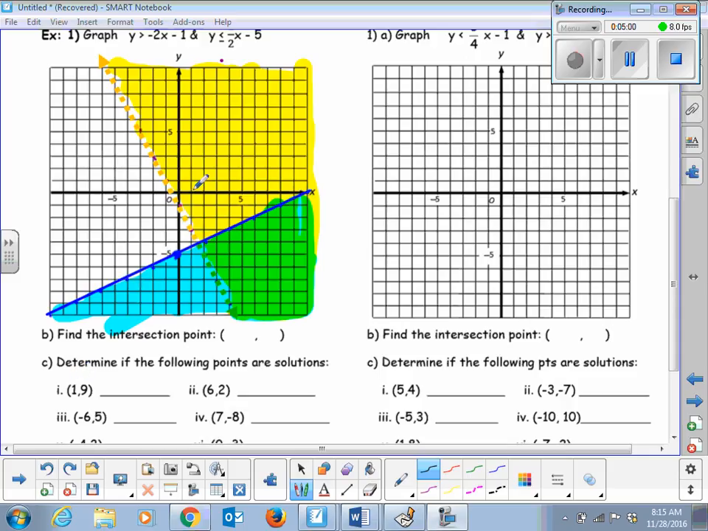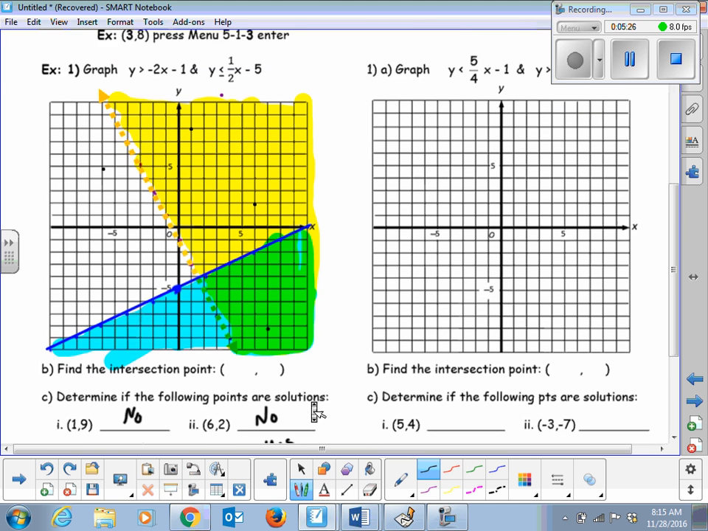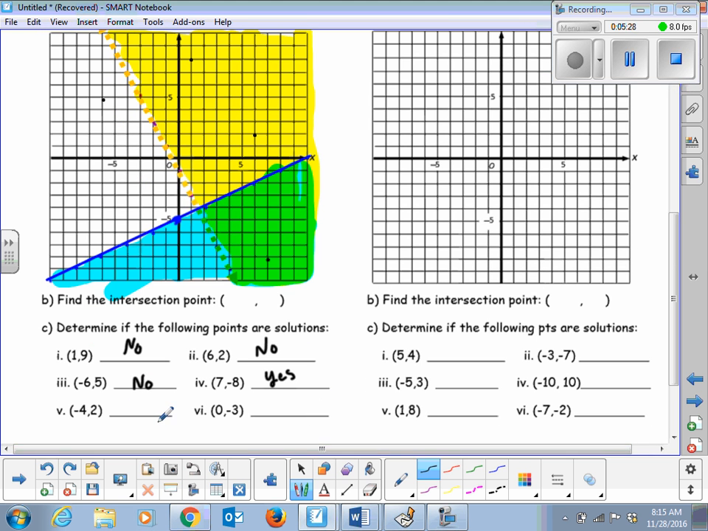So I'm going to check just like I did before. I go 1 and I go up to 9. That is definitely not there, so I'm going to write no. -6 to +5, no, that's definitely not one of the points. 6, 2, nope, that's definitely outside of the green. And then 7, -8, 2, 4, 6, 8. Yep, that one looks good. And then you can go through and finish these. So look at 0, -3, -4, -2, and remember if it's on this line it counts, but if it's on the dotted or dashed line it does not.